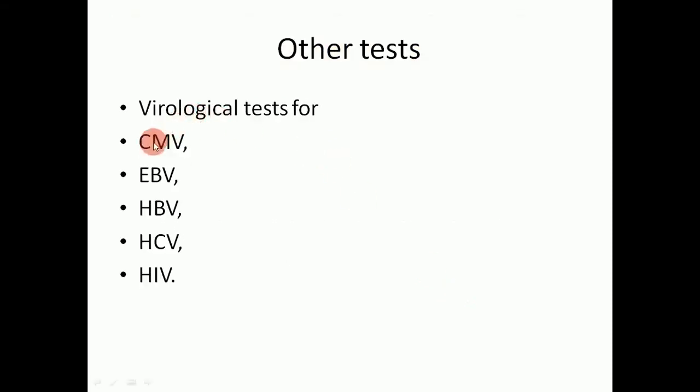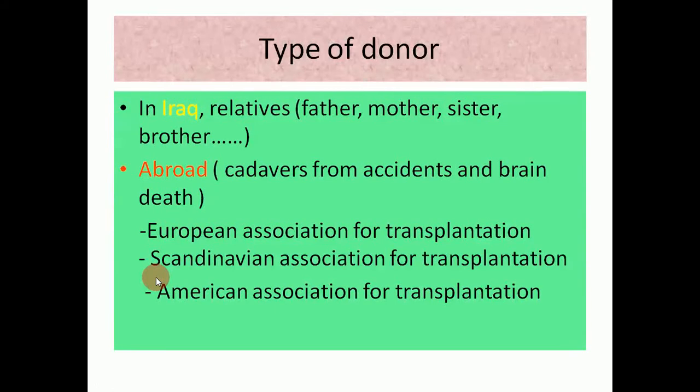Another test is the virological test: cytomegalovirus, as we know that the target organ of cytomegalovirus is the kidney, and the Epstein-Barr virus, hepatitis B and C viruses, and the HIV AIDS virus.